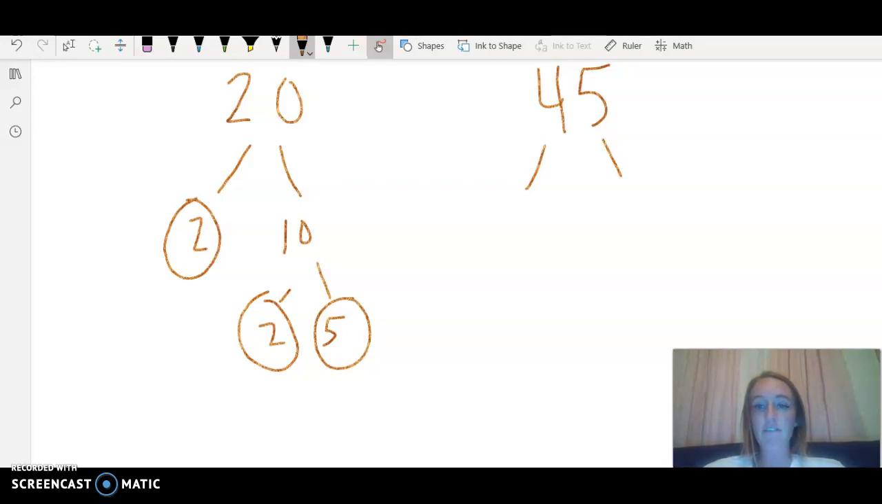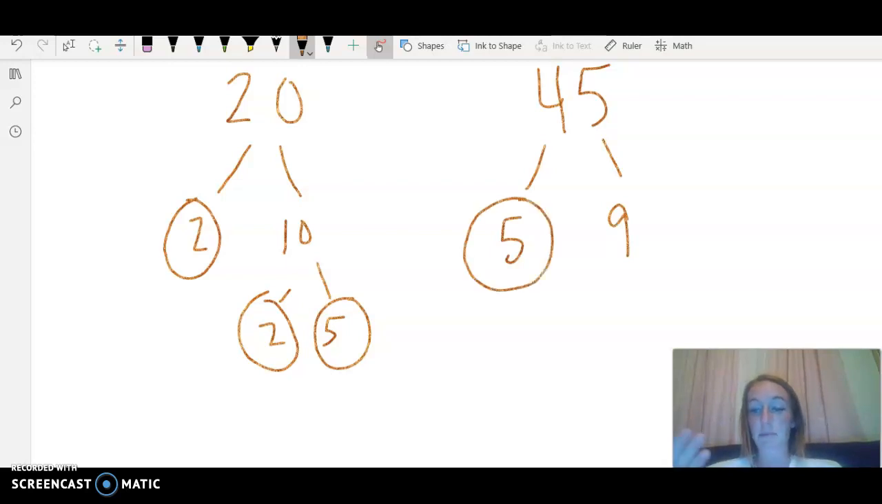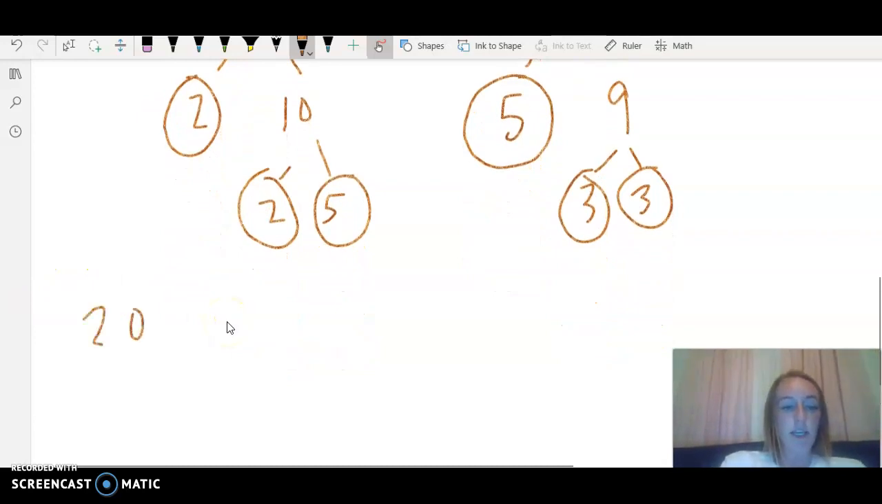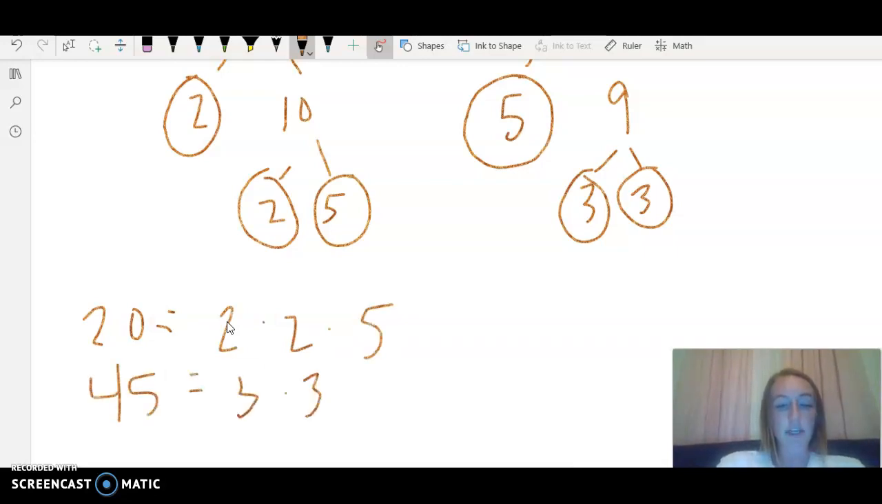So I'm going to move on to 45. And again, there's multiple options for this. I'm going to go ahead and choose, let's do 5 times 9. Okay, I know that 5 is a prime number, so I cannot factor that anymore. And then I know the only two numbers that go into 9 besides 9 and 1 would be 3 and 3. So I have 20 would be 2 times 2 times 5, and 45 would be 5 times 3 times 3. So I'm going to scroll down here, and I'm going to write those out. So 20 is 2 times 2 times 5, whereas 45 is 3 times 3 times 5.